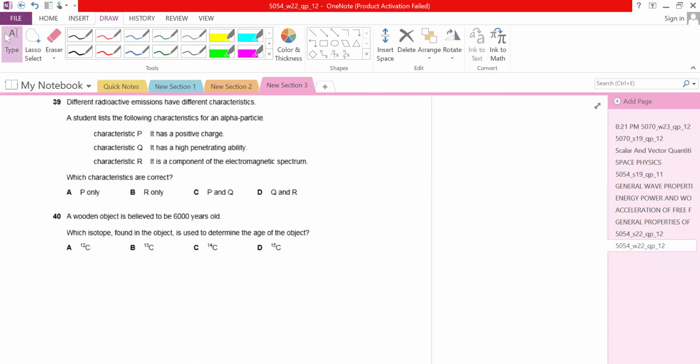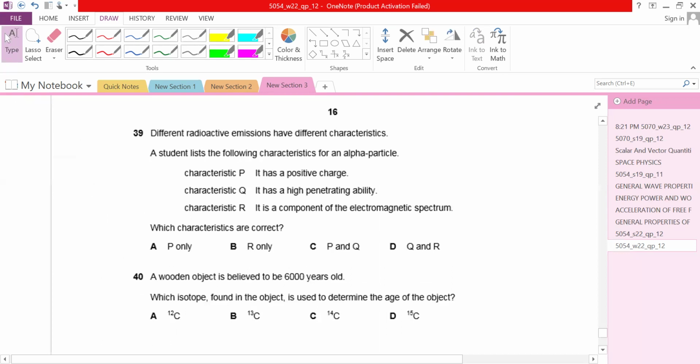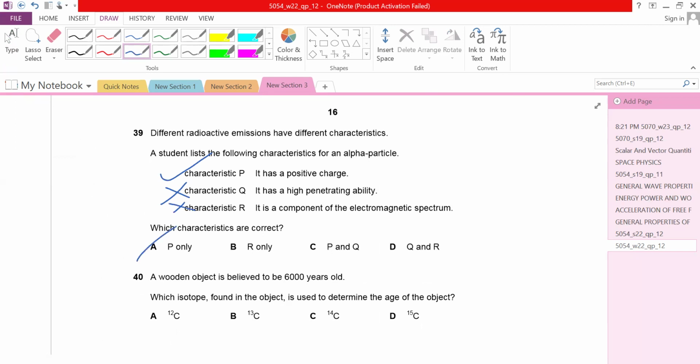Then question number 39. Different radioactive emissions have different characteristics. A student lists the following characteristics of alpha. It has a positive charge. Yes. It has a high penetrating ability. No. The characteristic is a component of the electromagnetic spectrum. No. So only P is correct, which is option A. For question number 39, option A is correct.